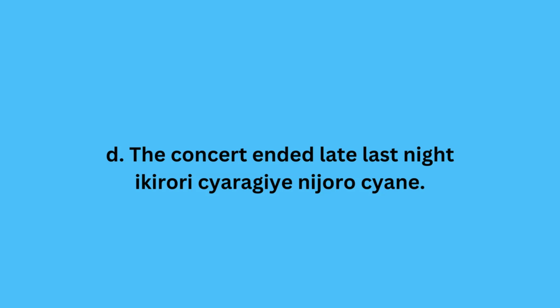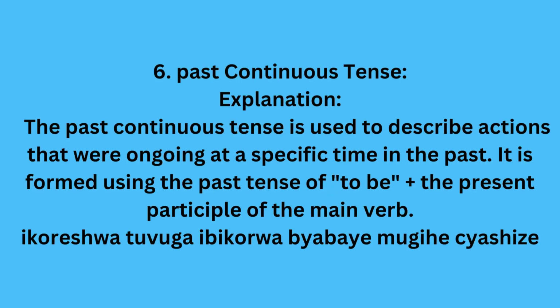The next tense is called the past continuous tense. Past continuous tense is used to describe actions that were ongoing at a specific time in the past.